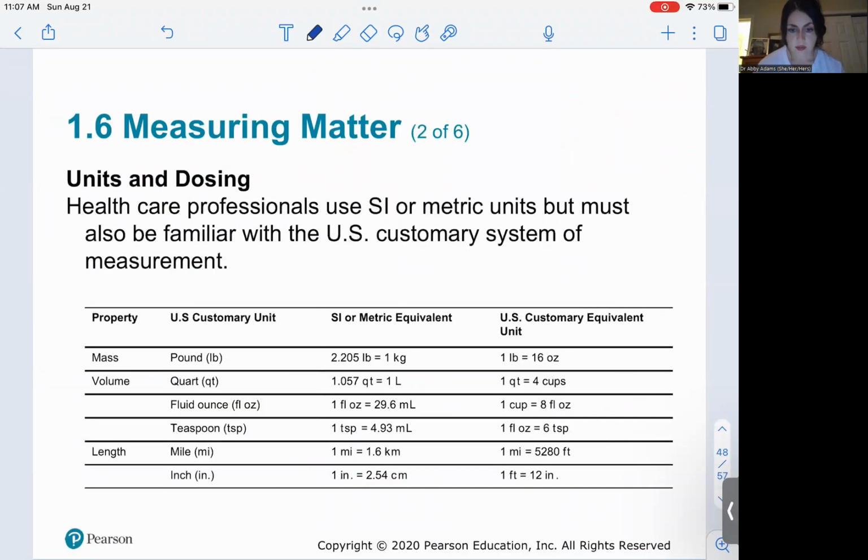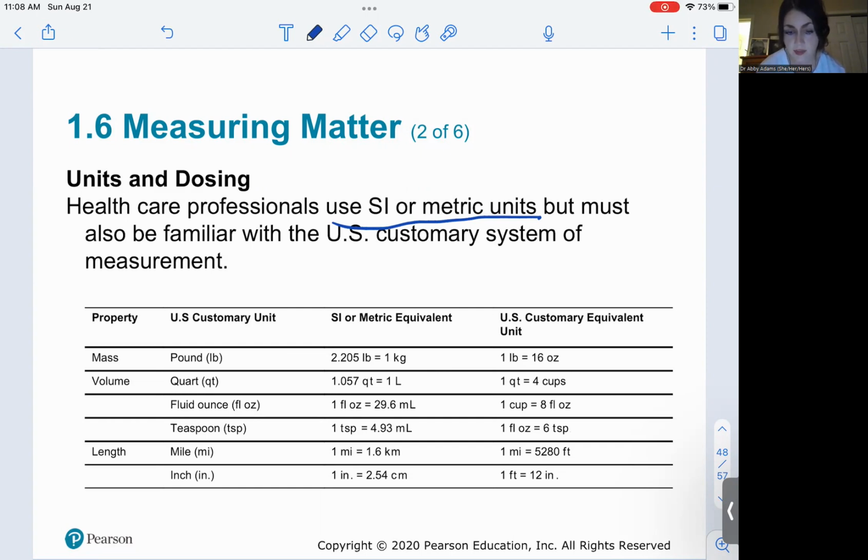Okay, units and dosing. In a hospital or in a clinic, healthcare professionals are using the metric system, or SI. But they also must be familiar, those professionals in a hospital or a doctor's office, with the US system of measurement, the way you refer to these measurements in your kitchen. These are how the patients are referring.